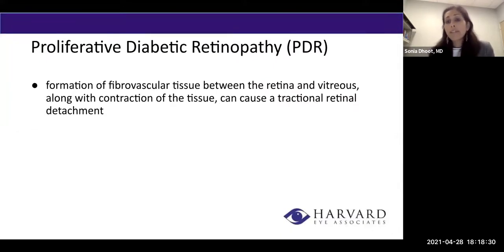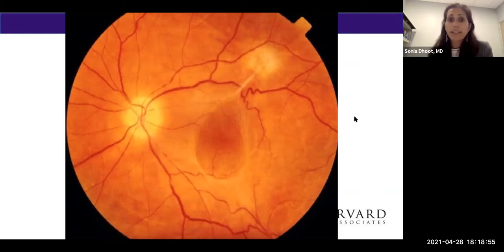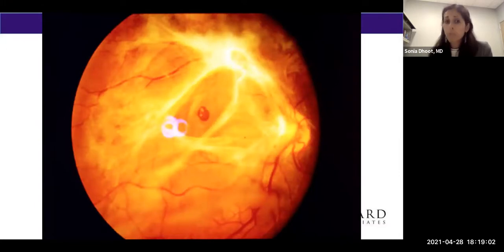The other thing that can happen is if these new blood vessels are not noticed and they just keep growing and proliferating, they can actually form sheets of scar tissue and cause the retina to detach. That's called a tractional retinal detachment. This is a picture of kind of an old one, but all of this here, these are just sheets of new blood vessels that proliferated and started to detach the retina. I have better pictures here. This one is obviously much more severe. At this point, this is something that needs to be repaired in surgery and has very poor visual outcomes.